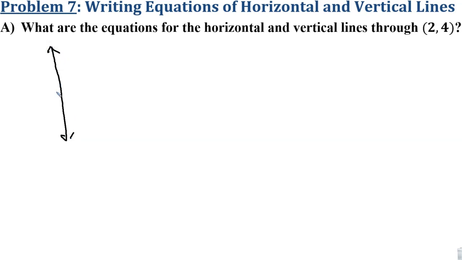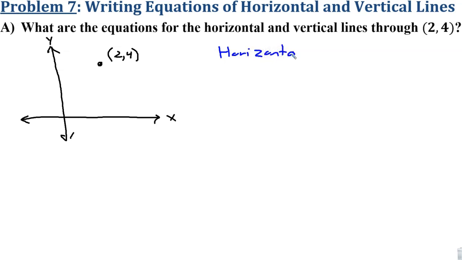So if I make a general, sloppy XY axis, and let's just say the point 2, 4 is somewhere around here. I'm not going to actually make tick marks and count things off. We'll just kind of estimate where it's going to be. A horizontal line is going to be a line running straight left and right through that point.